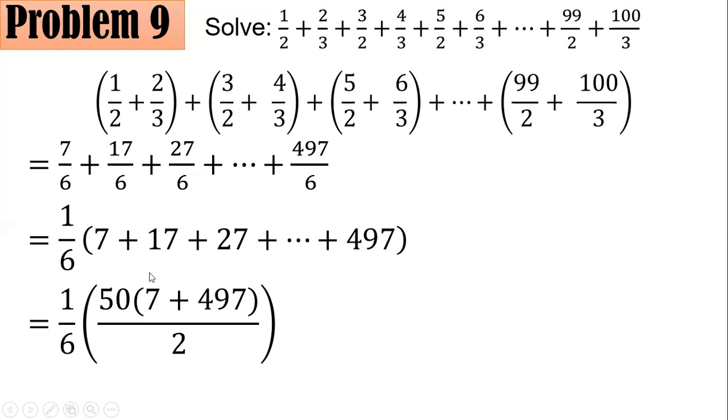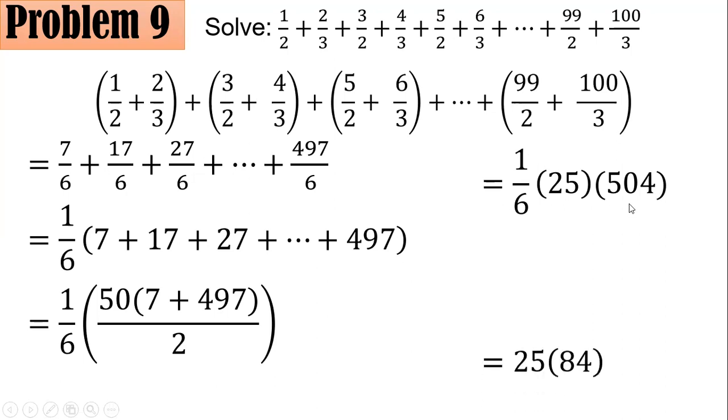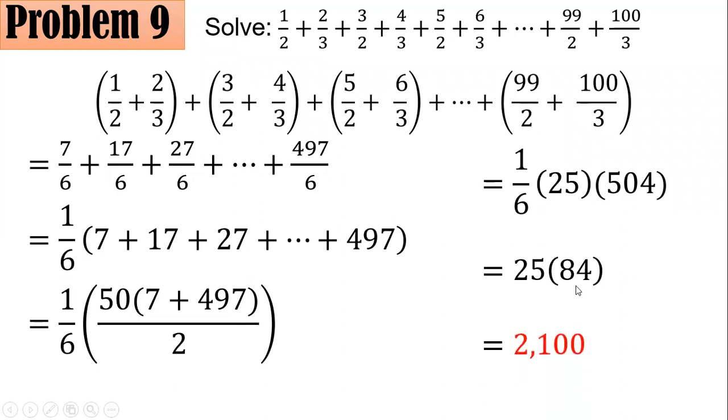497. So that is the number of terms times the sum of the first and the last, that's 7 plus 497, all over 2. But again, we still have 1/6 outside. Simplifying this, that's 1/6 times 50 divided by 2, which gives you 25, and 7 plus 497 gives you 504. Then 504 divided by 6 gives you 84. So that's 25 times 84. And therefore, the answer is 2,100.